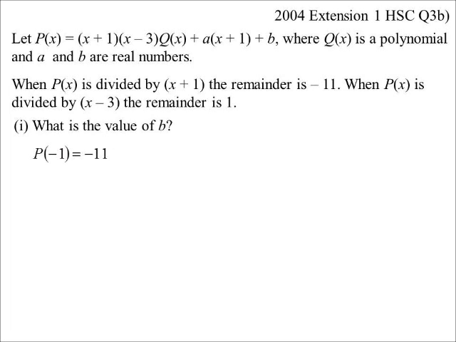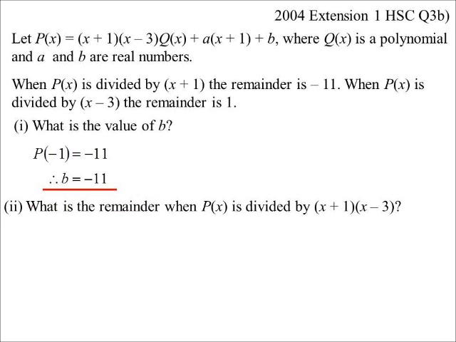Well, they've given us some information. They've told us polynomial of minus 1 is negative 11, because when we divide by x plus 1, the remainder is negative 11. If we sub that in, and I guess that's why they've written it in this strange way, because the x plus 1 will become 0, that will become 0, and so we're just left with b. b is minus 11. Nice quick little question to start off with. So that's probably their gift mark for that question.